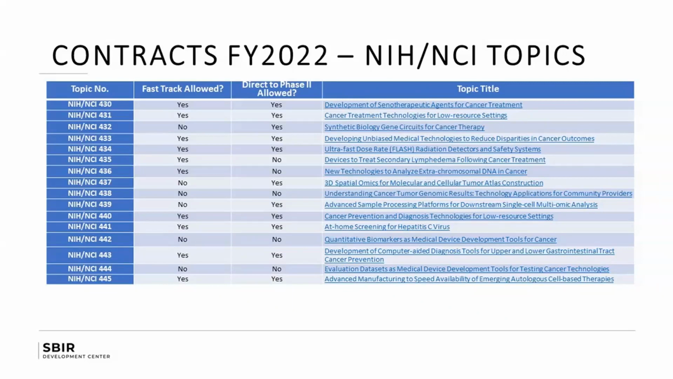For all the next slides, I'm going to read the name of the contract topic and maybe a little bit about the scope. But then again, please read the contract topics carefully. You can see that for some of the topics, fast tracks are allowed, and for some of the topics, direct to phase 2s are allowed. Just pay attention to those.